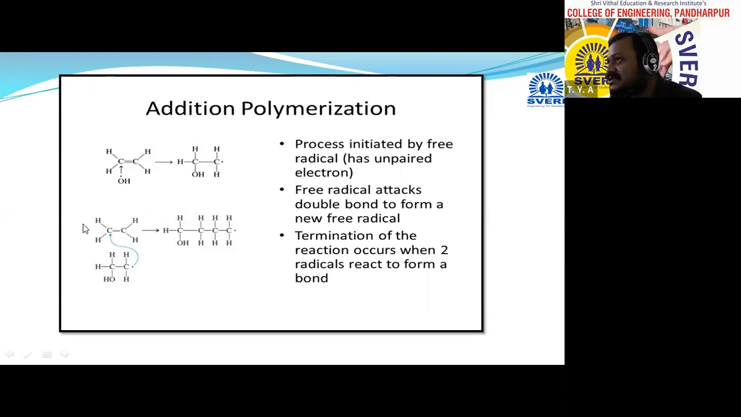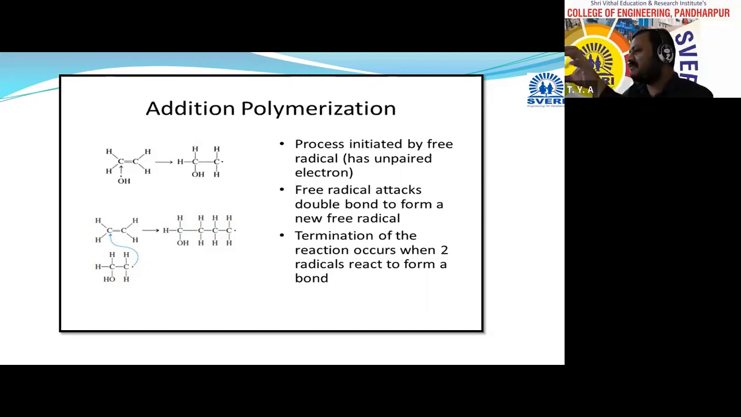This is your initial ethene. Then we are adding one catalyst. It will break the double bond. Double bond is broken and formation of this free radical will occur. Okay, and this free radical will attach to another monomer. Now this process will be repeated again and again.